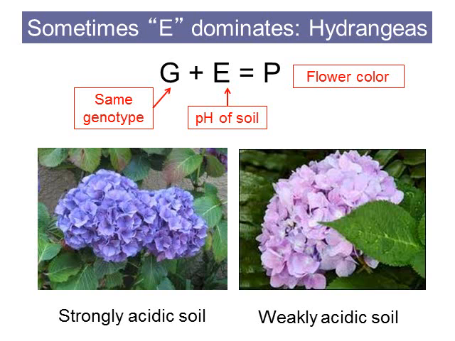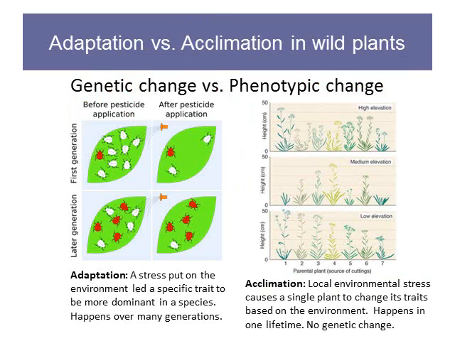So here's a good example. If we had the same genotype, so same genes, completely identical plants, if you change the pH of the soil in hydrangea, you can change the flower color. And so a strongly acidic soil would make a purple hydrangea, and a weakly acidic soil would create a pink or white hydrangea. So you don't actually have to plant different species. It's just a reaction to the environment. The genes are reacting with the environment, and that's why the phenotype is different. So that can be a little bit confusing. What's genetic, what's not? So how do you tell whether it's a genetic change versus a phenotypic change?